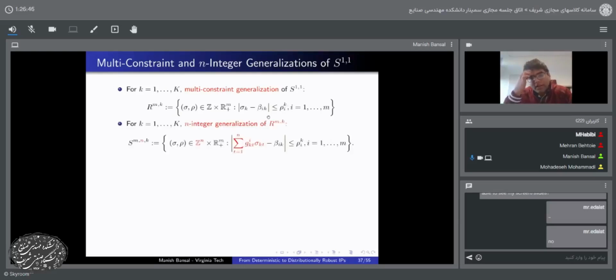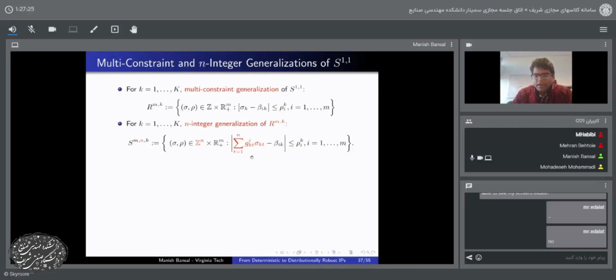Now, can we have the n-integer generalization of set RMK on the same lines as we had for the continuous multimixing set? That is, how about instead of having only one integer variable in each constraint, we have multiple integer variables in each of these L1 norm or conic polyhedral constraints. And we have n integer variables in this set. So we denote it by SMNK, where M is the number of polyhedral conic constraints and N is the number of integer variables in each of those constraints.